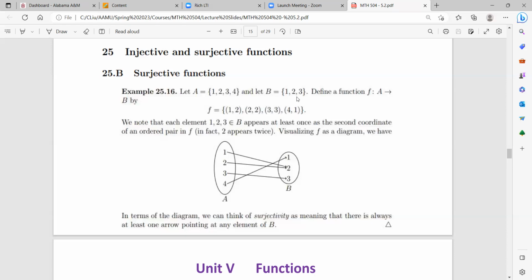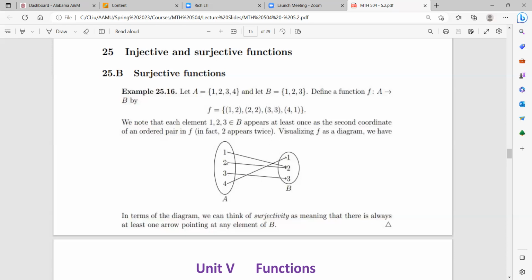So all of the elements in set B are in at least one ordered pair in the function. At least one. Actually, the number 2 in set B appears twice as the second coordinate in the pairs of f, but that's perfectly fine. So this function is surjective.